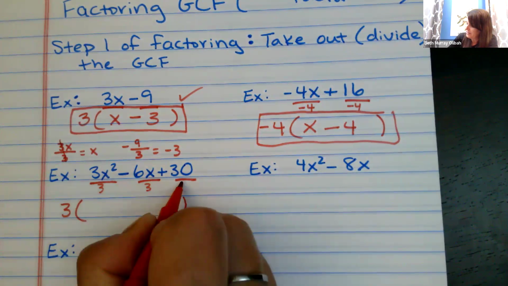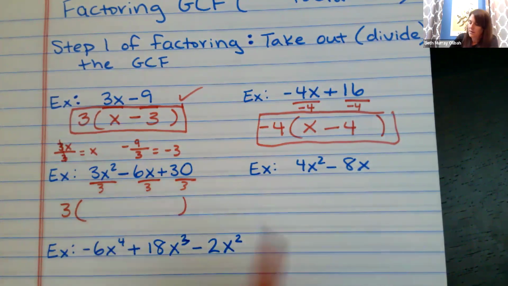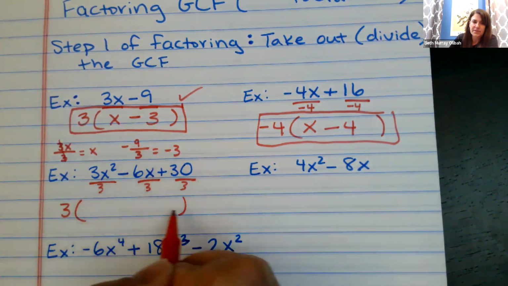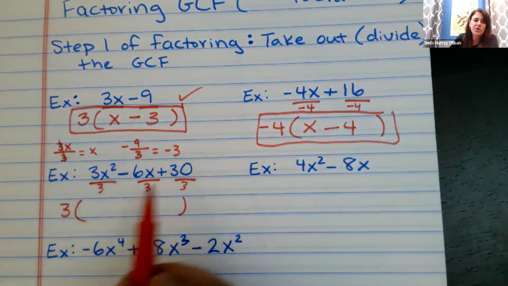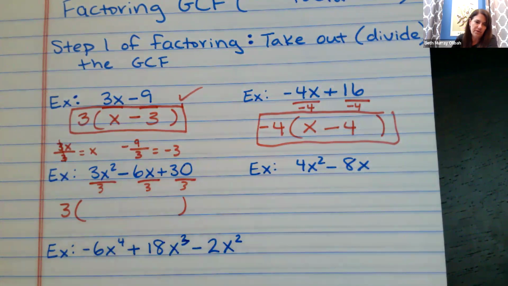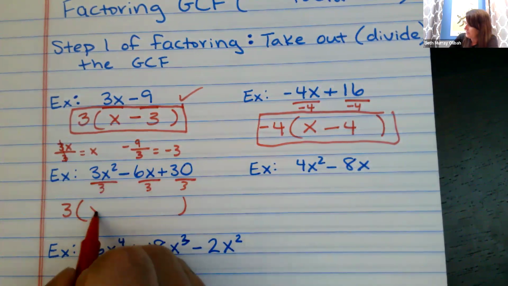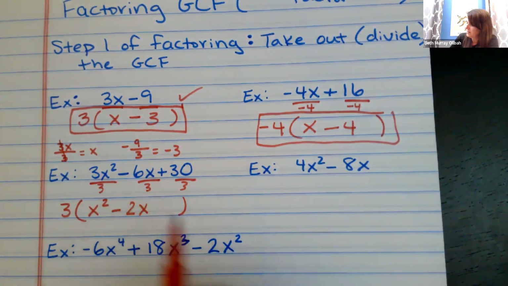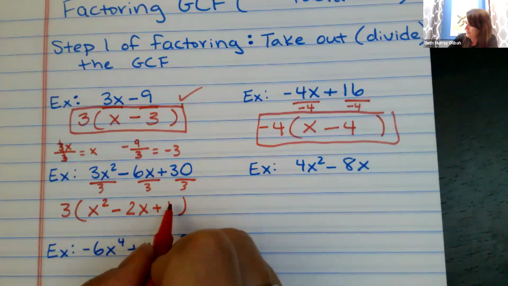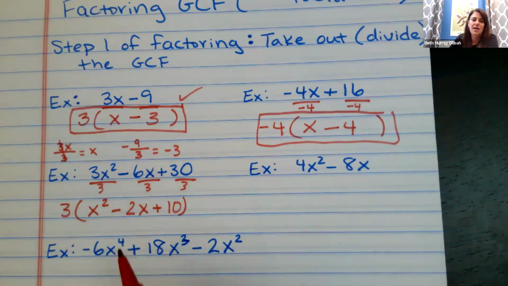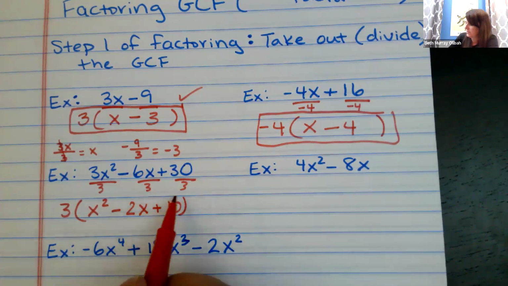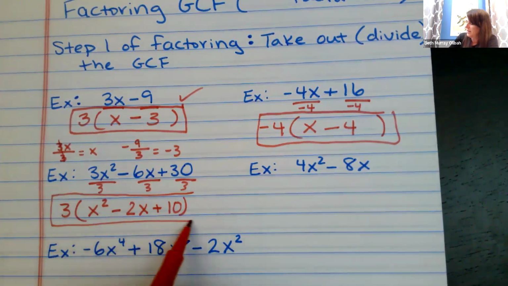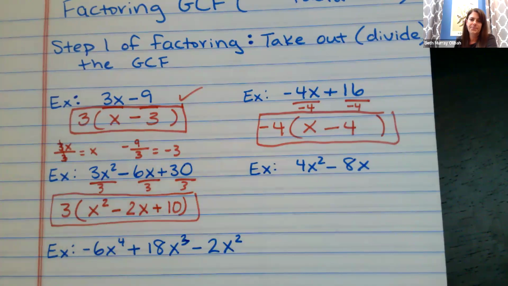This is what I'm basically going to do to decide what would be left in this parenthesis. If you start with 3 terms, you should have 3 terms in your parenthesis when you're done. So taking out a 3 leaves me with an x squared here, a -2x here, and a +10 here. There is possibly more that we could do here, but we are just doing step 1 today, taking out that greatest common factor.